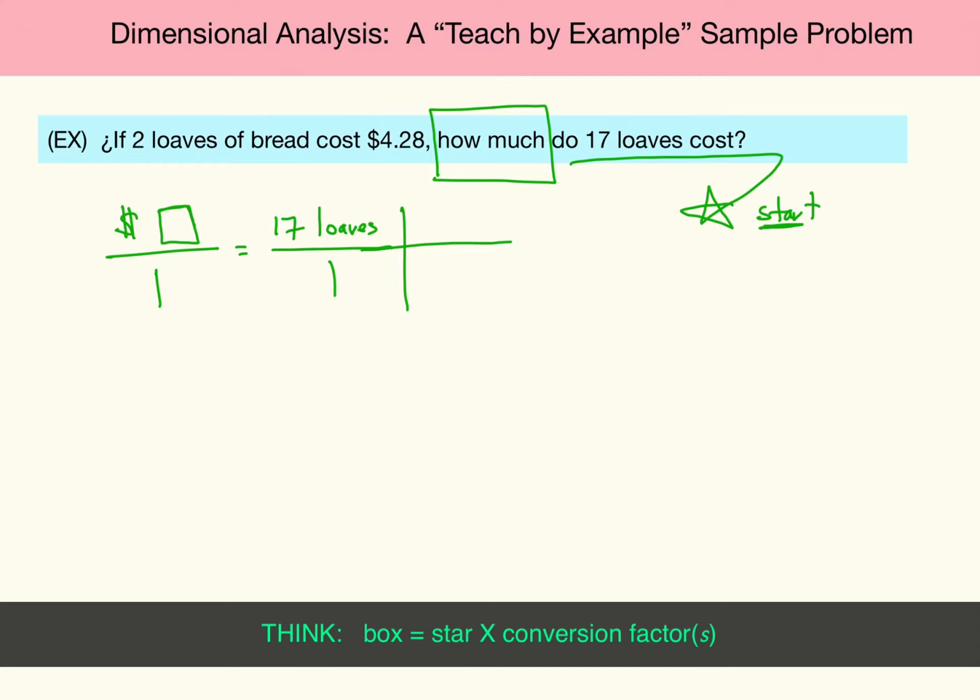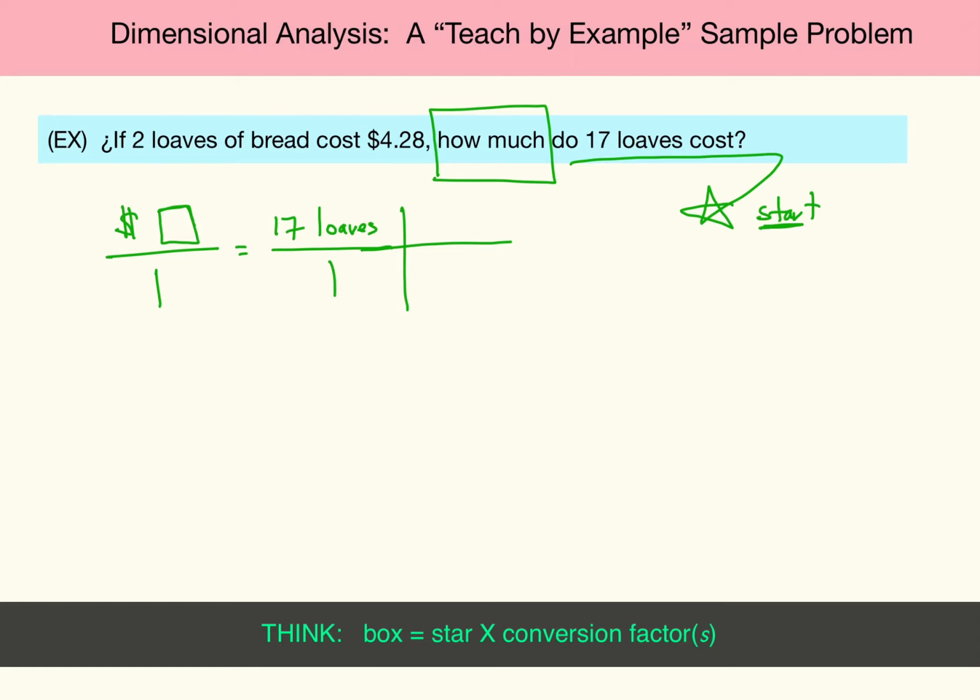Why? Because my unit as it now stands is loaves, but what am I looking for? Dollar signs. And I will not be done with this problem until the unit on the right side is exactly equal to the unit that I'm looking for. So how am I going to get there? Well, I need what's called a conversion factor.